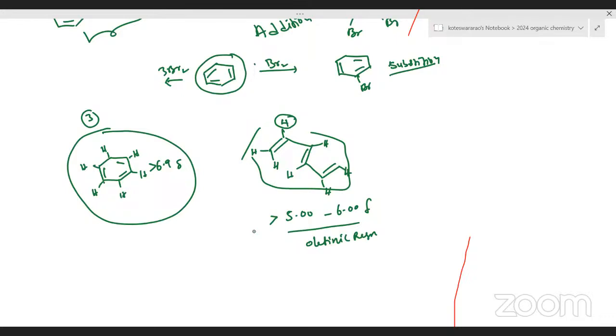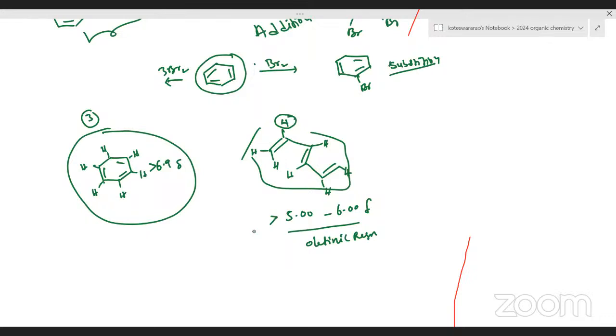That is the definition. After defining, you need to explain the characteristic features. The characteristic features of aromatic compounds are: 1. Aromatic compounds have greater thermodynamic stability than their corresponding acyclic conjugated polyene and their corresponding conjugated polyene with 4n pi electrons. This is the first one.